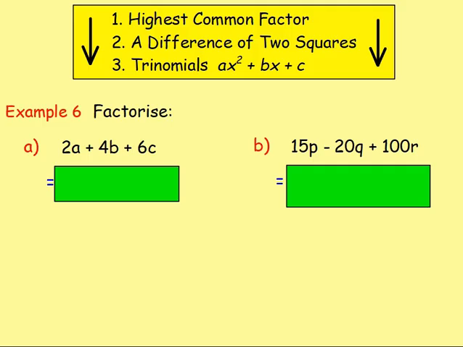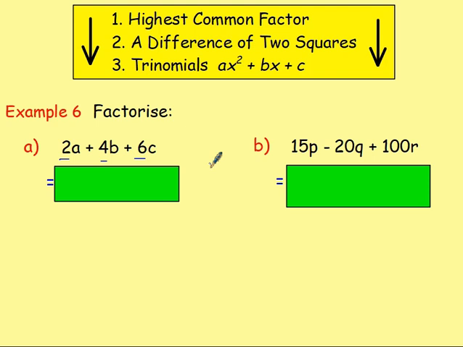Example 6, factorize. So this time there are 3 terms. Do not let that freak you out. Why? Because it's the same thing that you're doing. You're still looking for the highest common factor, but instead of doing it with 2 terms, you're doing it with 3. So number-wise, you've got a 2, a 4, and a 6.